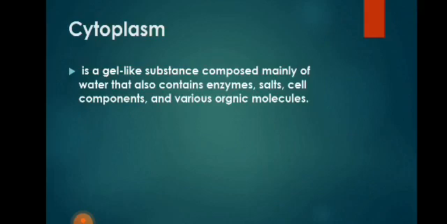Cytoplasm. Cytoplasm is a gel-like substance composed mainly of water that also contains enzymes, salts, cell components, and various organic molecules. The cytoplasm helps to fill out the cell and keeps organelles in their place.